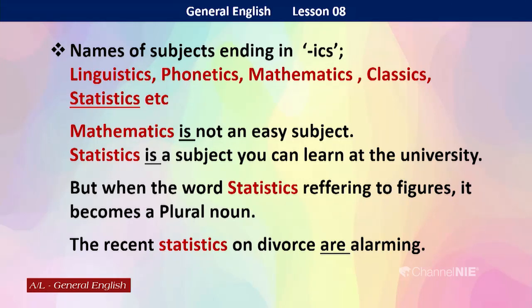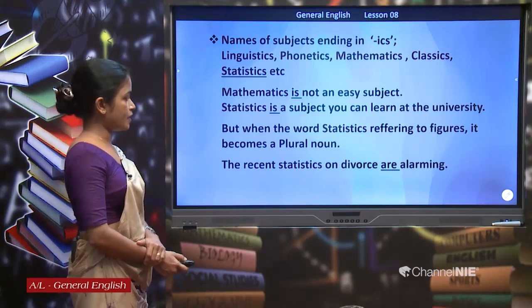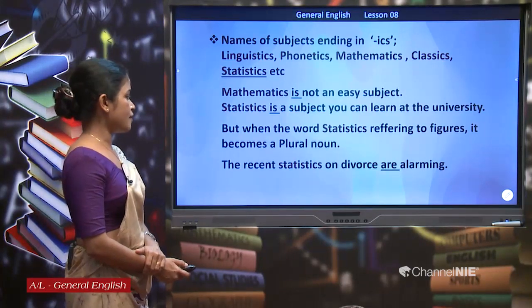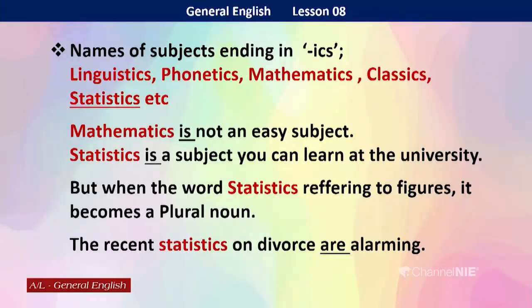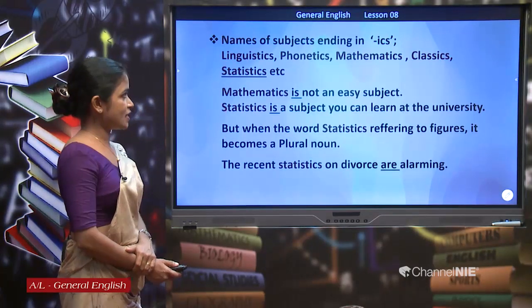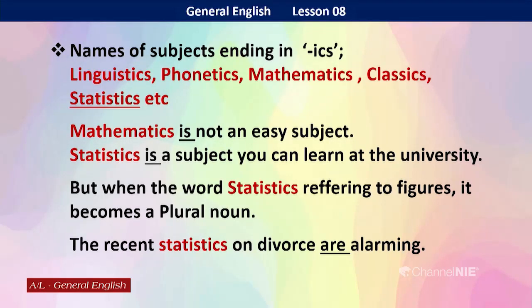But when the word statistics refers to figures, it becomes a plural noun. Like, the recent statistics on divorce are alarming. There the word statistics refers to figures, a number of cases. Therefore, in such situations, we have to use the noun with a plural verb. If we add some more subjects, you can find economics, physics, the subjects that you follow in your schools, right? So, they also count as singular nouns.